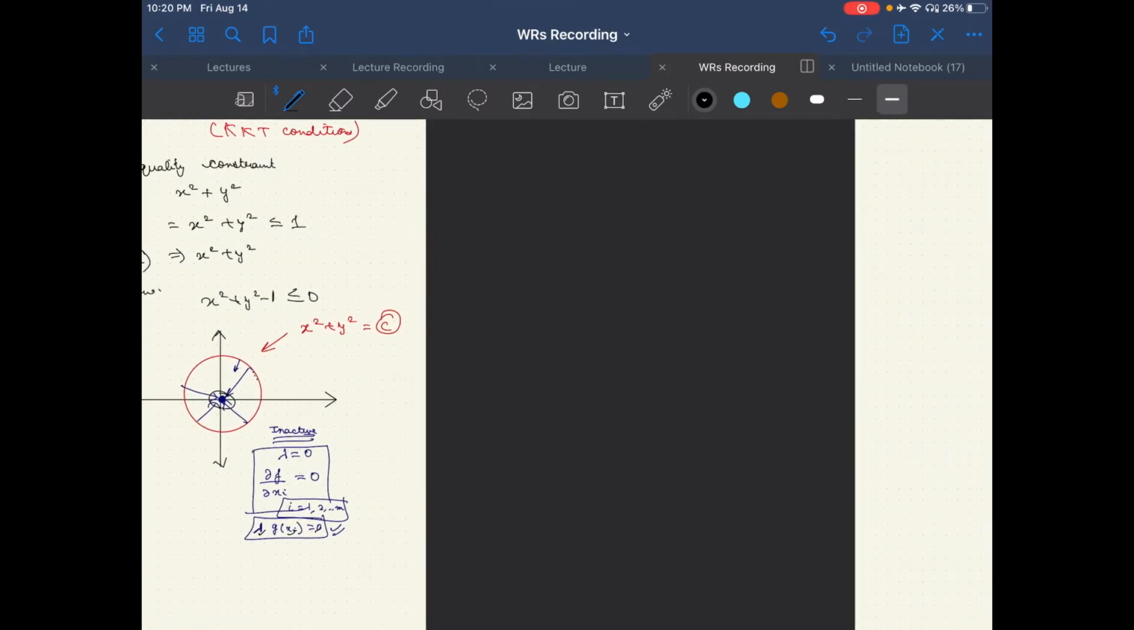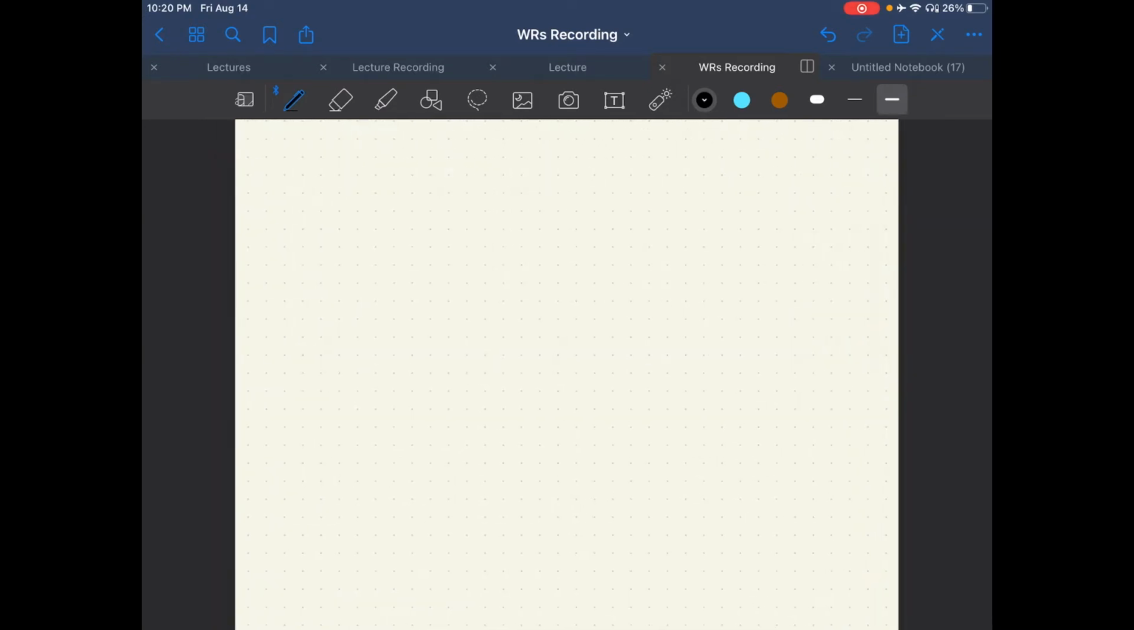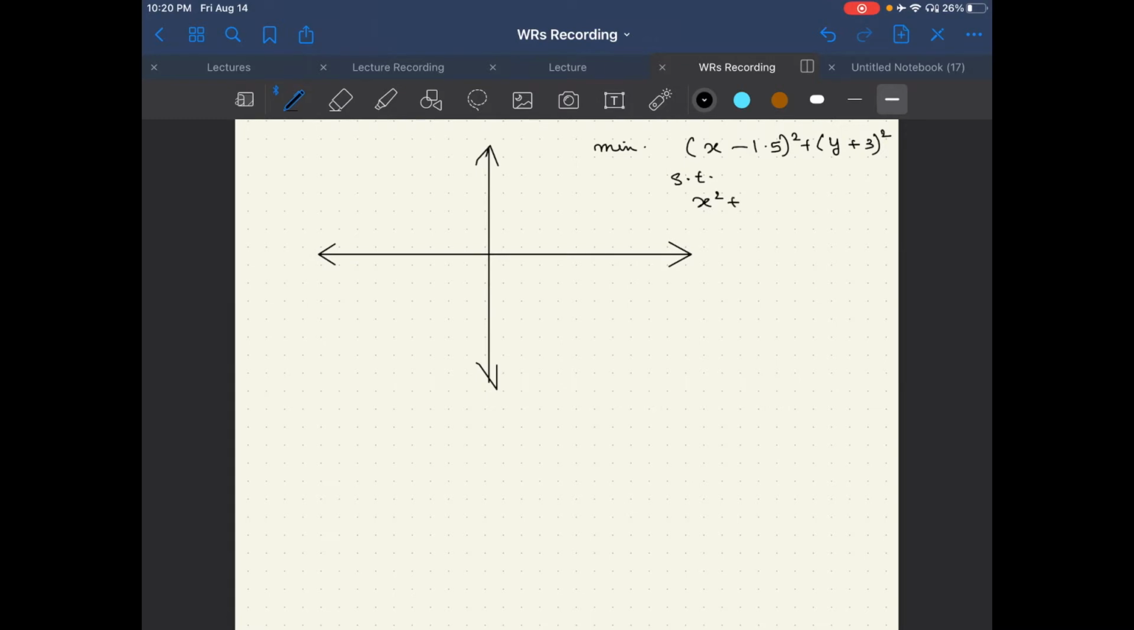Now let us look into another condition where the solution may not be as easy as it was in the last case. So we'll try to generalize what we learned in our last lecture to all the cases. Let us say that now we have to minimize a function given by (x - 1.5)^2 + (y + 3)^2, subjected to the same constraint that x^2 + y^2 is less than or equal to 1.